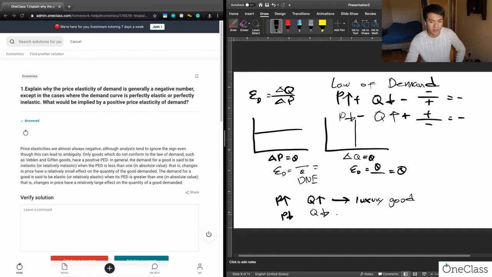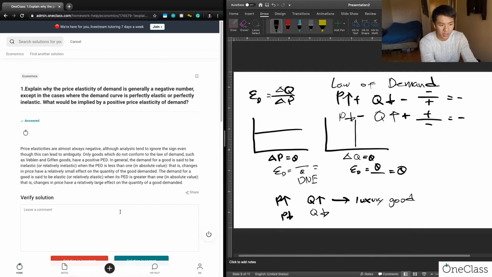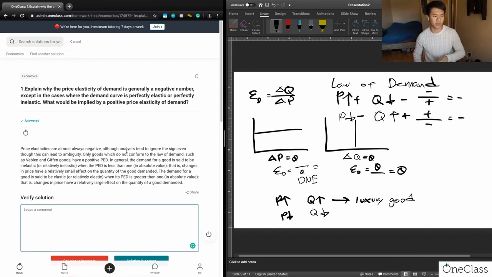And again, I don't think there's any version of this where that's true. I'm trying to think, but I don't think that's true. So we wouldn't see that being the case here. The implication of a positive price elasticity of demand is that you find a good where the law of demand does not apply, which is not the case for any good. So let's take a look at what the answer provided by the previous tutor says.